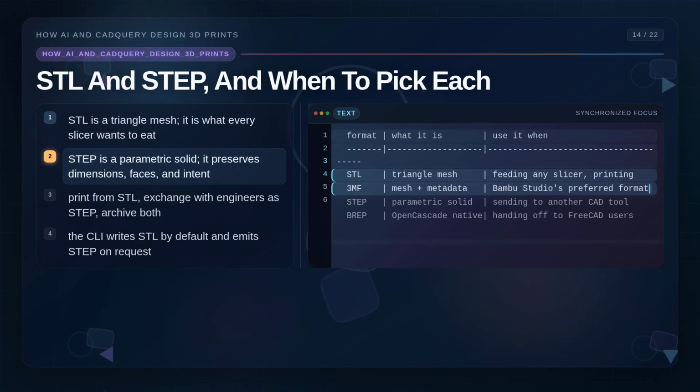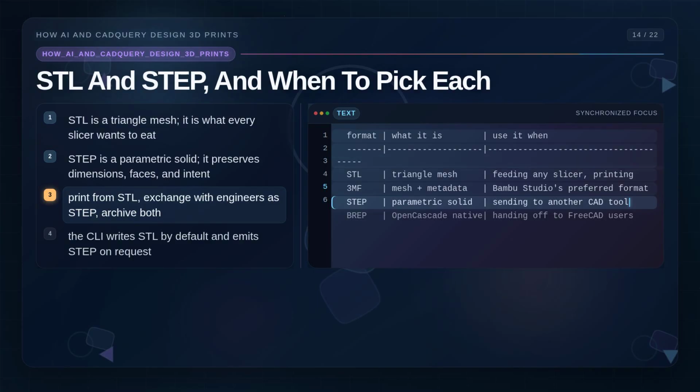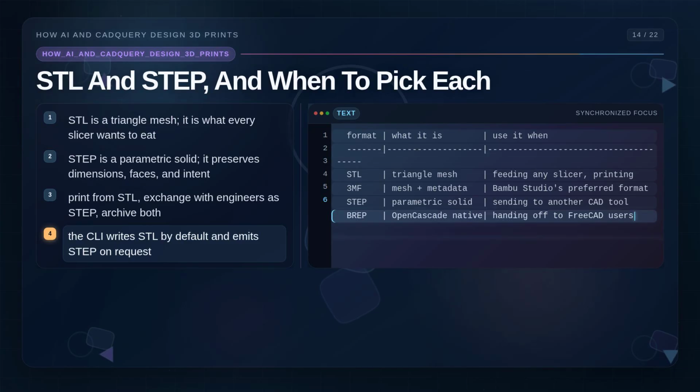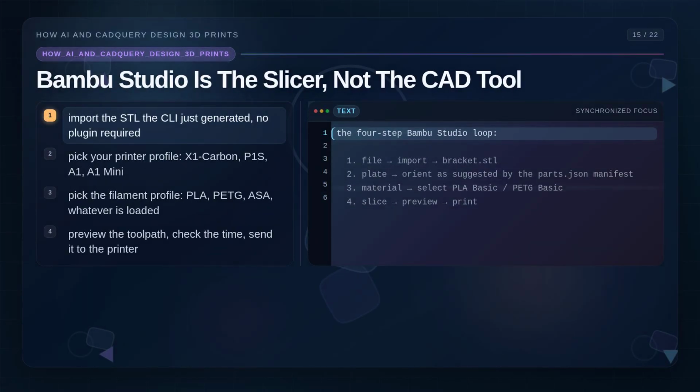3MF is a newer format championed by Bambu Lab and Microsoft that wraps an STL with metadata like color, material, and build plate position. If you are sending a part to Bambu Studio, 3MF preserves more of your intent than a bare STL. STEP is a different beast entirely. A STEP file preserves the parametric structure of the model. The cylinder is still a cylinder. The fillet is still a fillet, and another CAD tool can edit the part as if it were native. If you are collaborating with someone who uses Fusion or SolidWorks, send them STEP. The CLI writes STL by default because that is the printer-bound path, but it can also export STEP whenever you want a clean handoff.